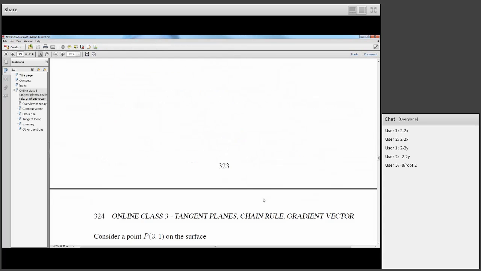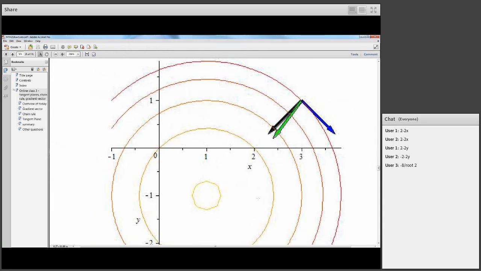Just showing you some pictures of what's happened here. So this here is the contour map. Blue is the direction we've just gone in. So that's the blue one we just considered. You can see that the red line's the contour at 3, 1. We're just walking along in the direction along the contour. So we're not going uphill or downhill, just along the surface.